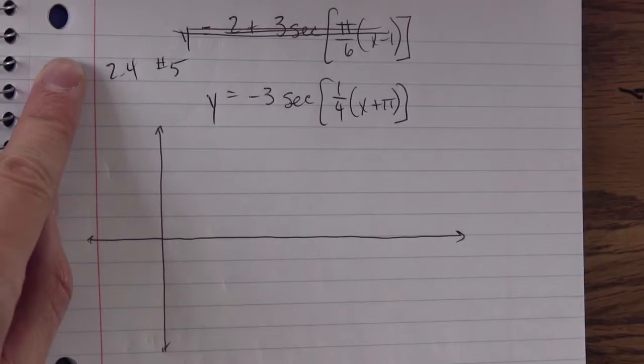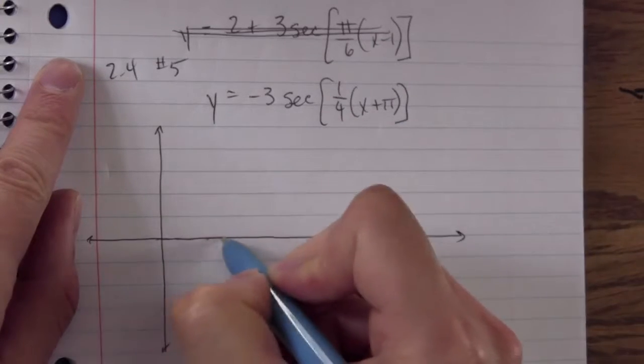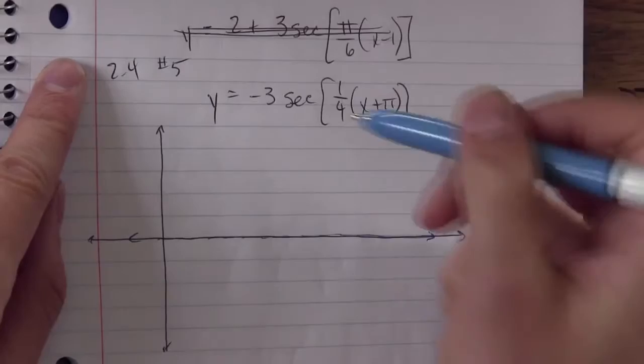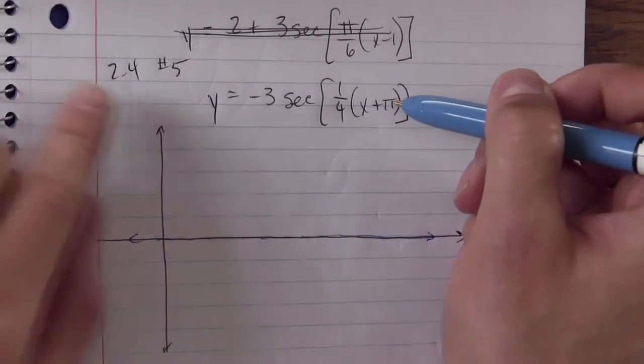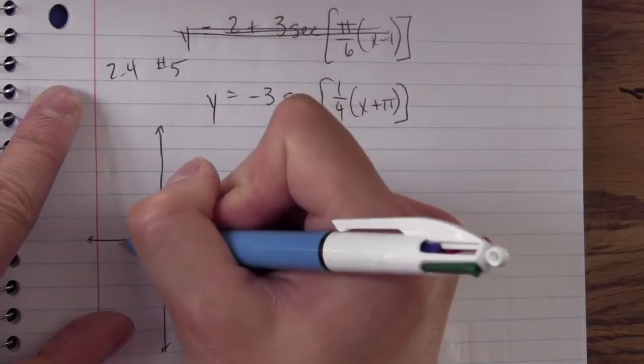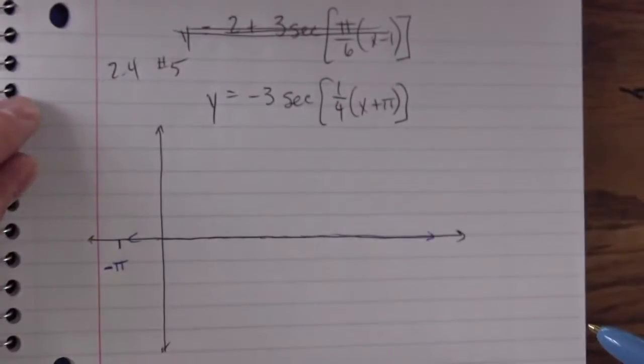The first thing I always do is find my k line. We don't have a k line, so our k line is just going to be 0. Next thing I always do is go to h. So we have a plus pi. So our h is actually going to be in the negative direction. So I'm going to go ahead and drop a tick at negative pi.